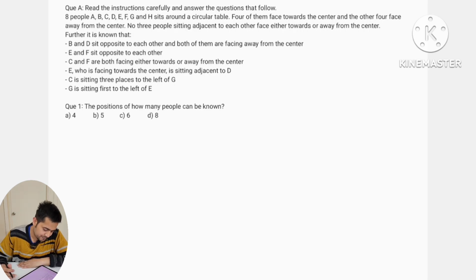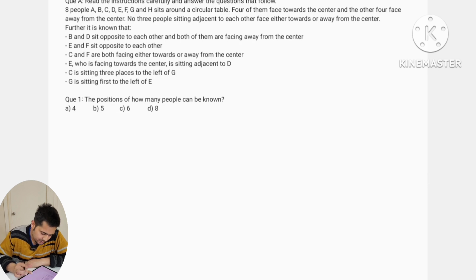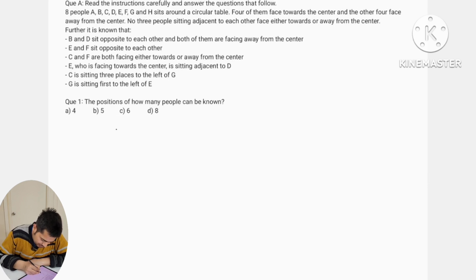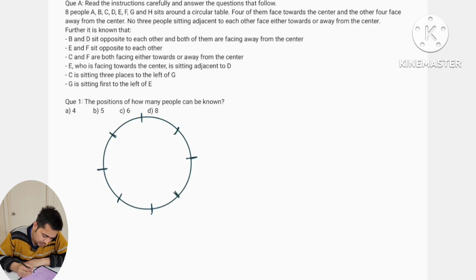So let's start. In this question it is given that a circular table is there, 8 people are sitting, 1 2 3 4 5 6 7 8, A B C D E F and so on. 4 of them are facing towards the center and 4 of them are facing away from the center. Also it is given that no 3 people sitting adjacent to each other can face in the same direction. Further clues are given in these kinds of questions.